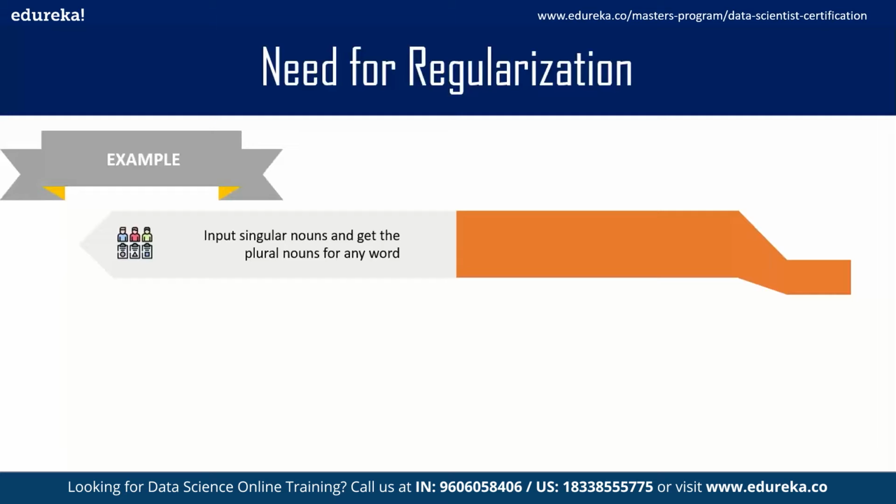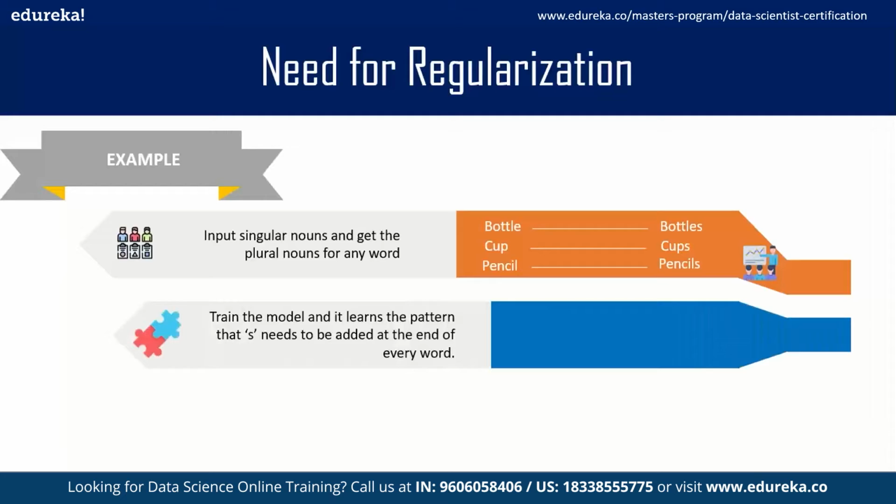Suppose we built a machine learning model wherein if we input a singular noun, the model should predict or give us the plural noun for any word. Now let's say our training example is bottle. The plural noun is bottles, and another training example is cup, so the prediction is cups, pencil, and the prediction is pencils. Now we train the model with such words and it learns the pattern that S needs to be added at the end of every word.